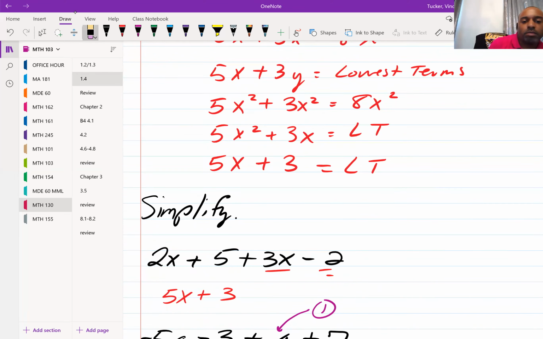All right, so here we have 2x plus 5 plus 3x minus 2. Those directions just say simplify. So you would combine your like terms. 2x plus 3x is 5x. And then 5 minus 2 would be 3. So 5x plus 3 would be your answer.